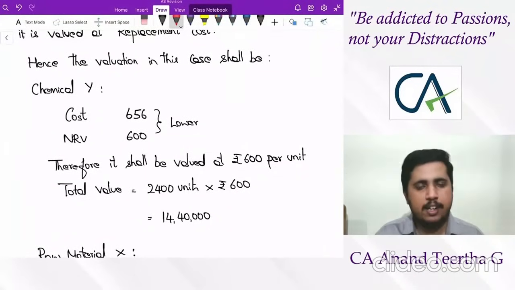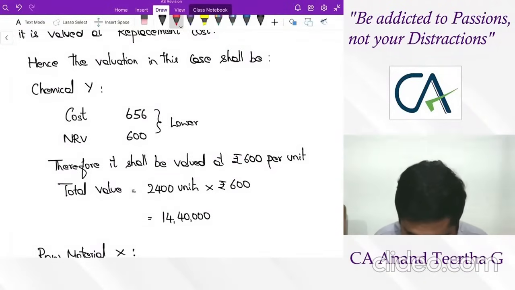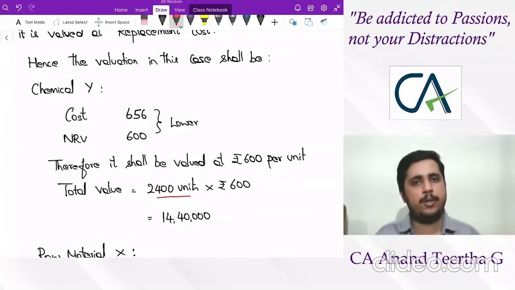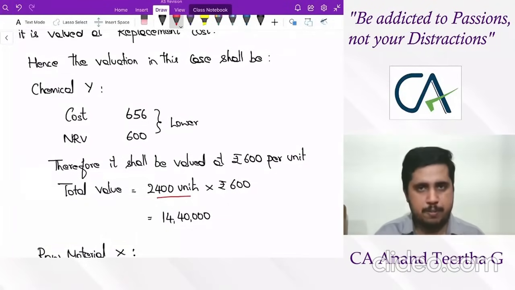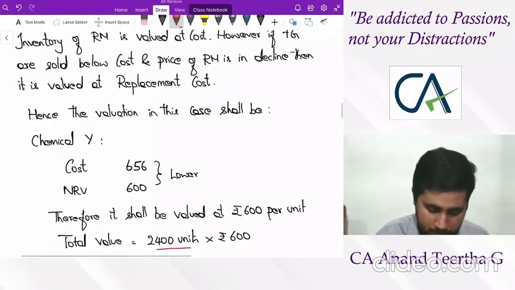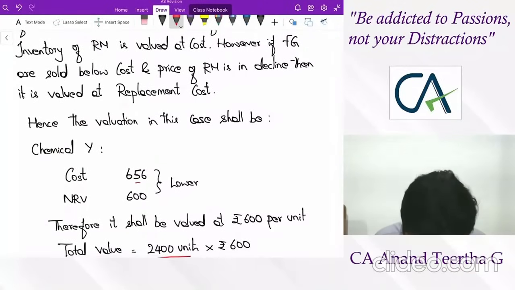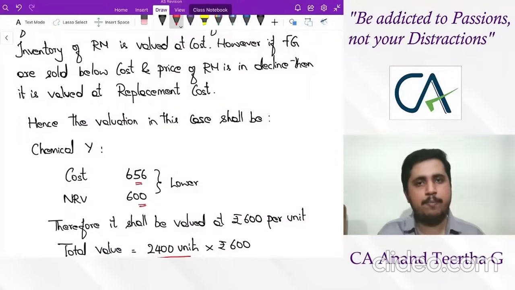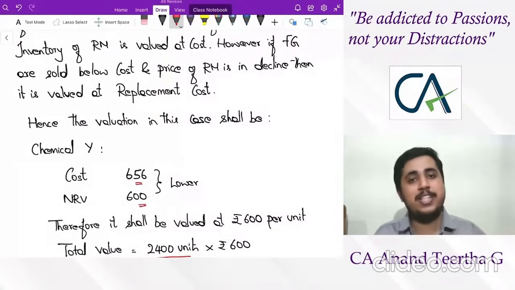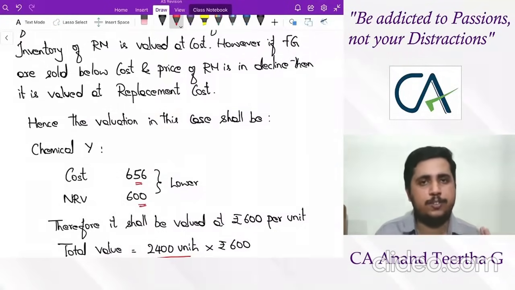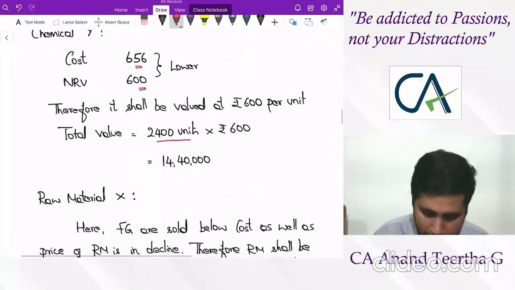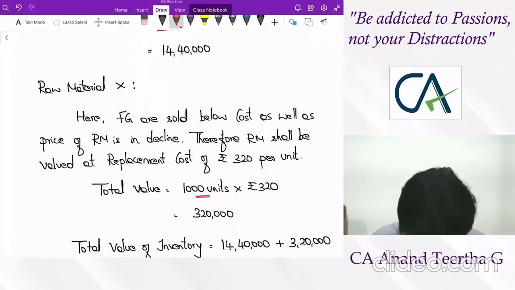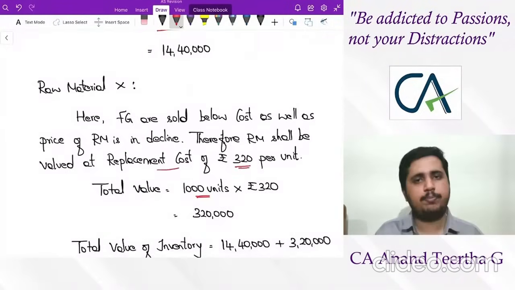We got 600. Multiply that with number of units of chemical Y. Number of units of chemical Y is 2400 units. Multiply, you'll get total value of chemical Y, finished goods. Now if you could look into it, 656 is cost, 600 is NRV. NRV is less. Finished goods are sold below cost, which means even first condition is also satisfied. So therefore, raw material will be valued at replacement cost.